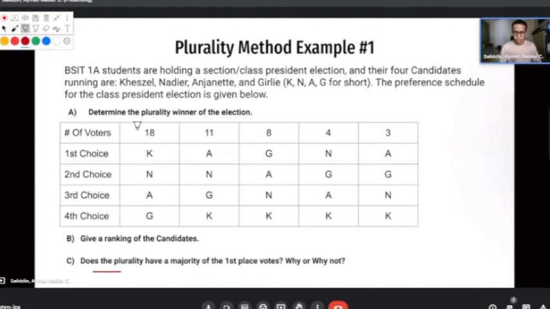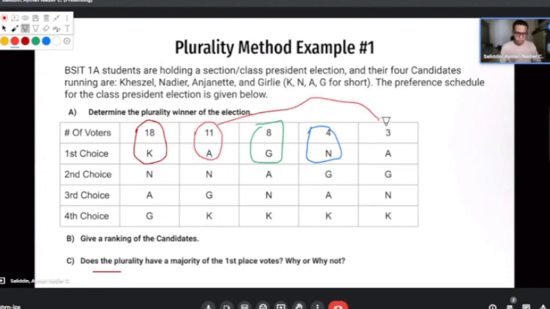So here, with Kaisal, we have 18. With Gurley, we have 8. With Nadir, we have 4. And lastly, with Anjanet, we actually have 11 plus 3, which is 14. So, obviously from the numbers, we could see the highest one is Kaisal. She has 18. That means she is the winner. So K wins.